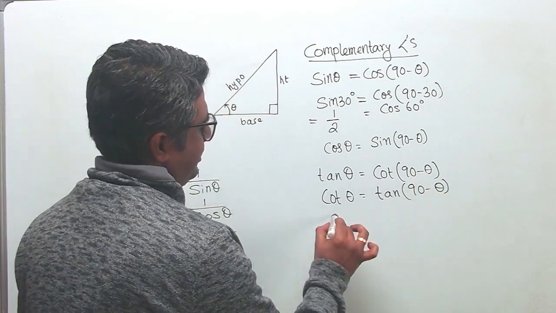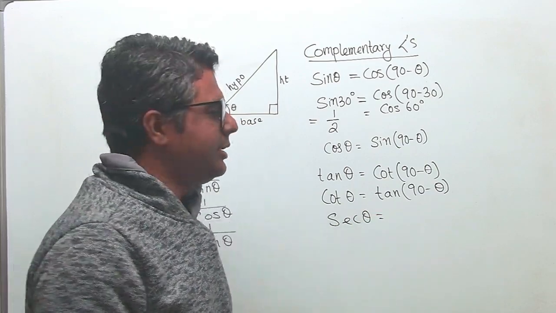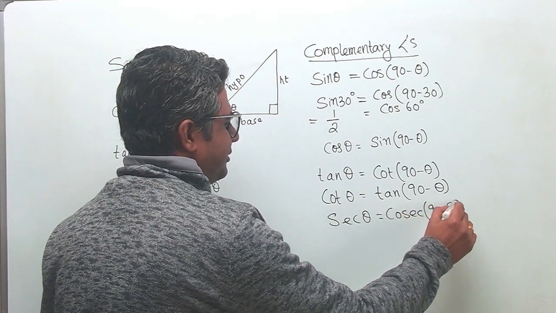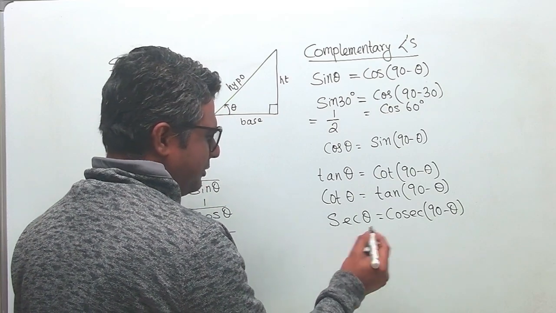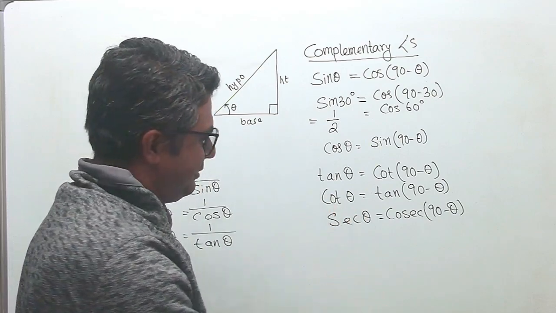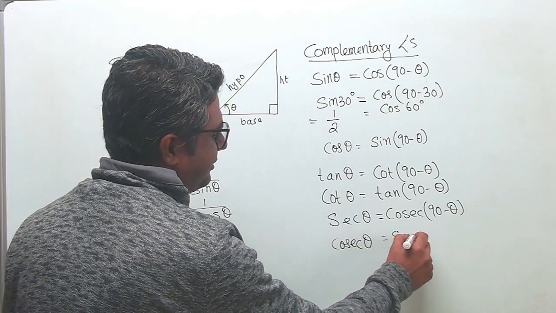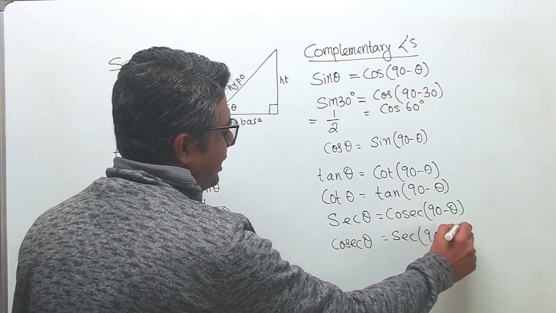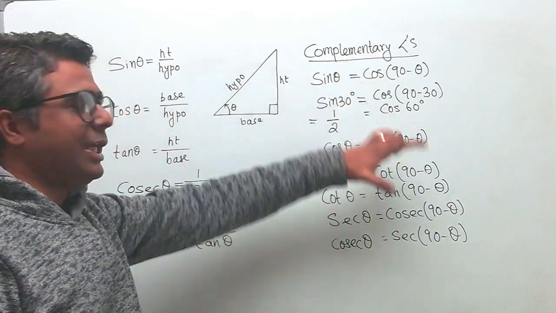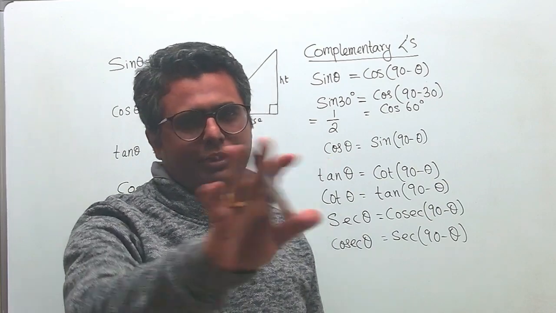Anything else? Yes. What is the complementary of sec theta? Complementary of sec theta is cosec theta. So everything was there in the name. So Shakespeare was actually wrong. What is there in the name? Everything is there in the name itself. Cosec theta is equal to sec of 90 minus theta. Clear? So no more confusion about complementary angles after this.